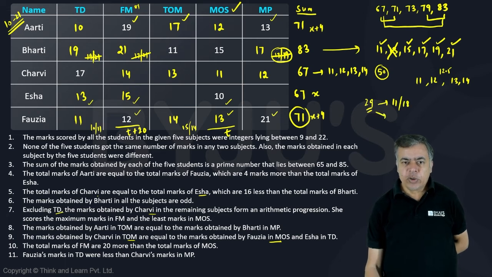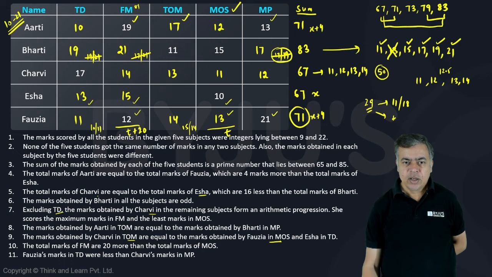Right? Or you can have 12 and 17, but 12, 17 is not possible because in MP, 12 and 17 both are already there, so you cannot have that. Right? Then 13 and 16. Okay, 13, 16. But 13 will not be possible for Isha because 13 is already there. Right? So 14 and 15.